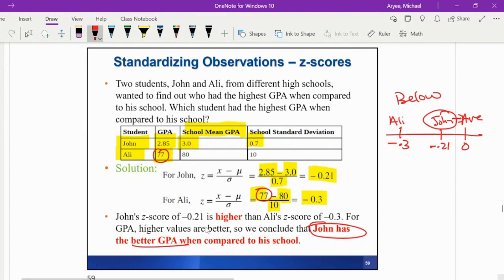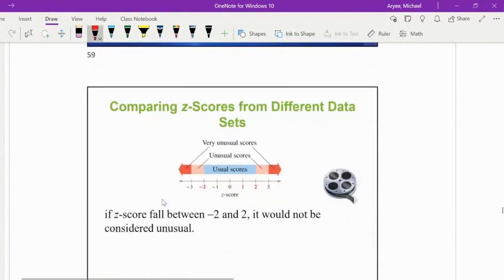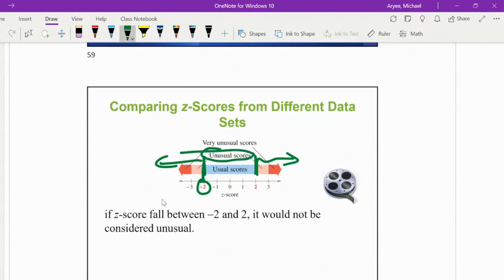Okay, so I'm stopping here and I'll give you some online assignment. Oh, by the way, let me mention this before you go. Any z-score that is below -2 or above +2 is seen as unusual. So if you take a test in a class and your z-score is below -2, it means you did very badly. If your z-score is above +2, it means you did very well.